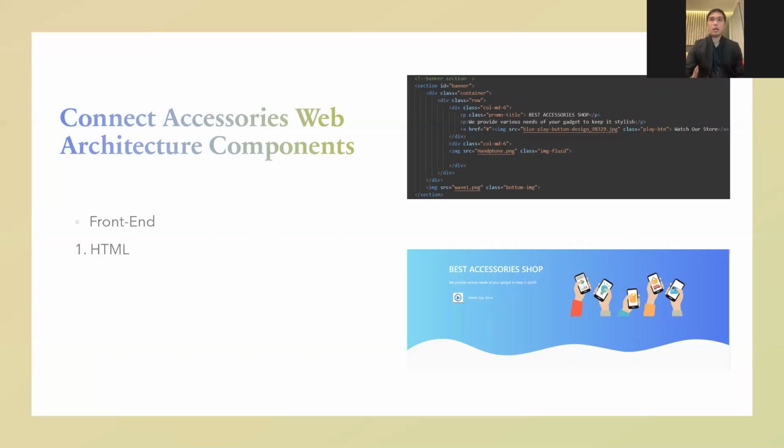It's just for the name of the section or the div. And then we edit, we write the class with best accessory shop. You can see the output in Google Chrome. And second, we write the paragraph: we provide various needs of your gadget to keep it stylish. You can see in there, and also the icon and the picture, and at the bottom it has a picture wave. Slides.